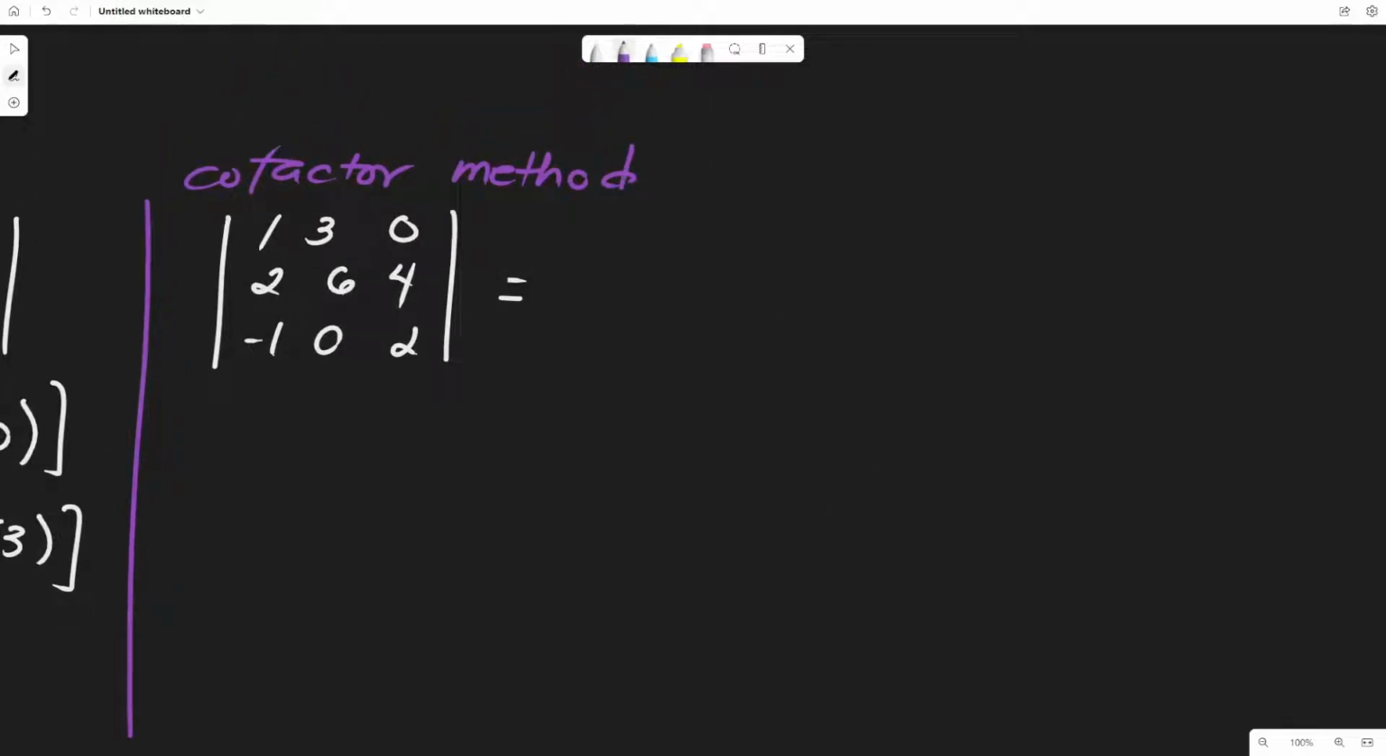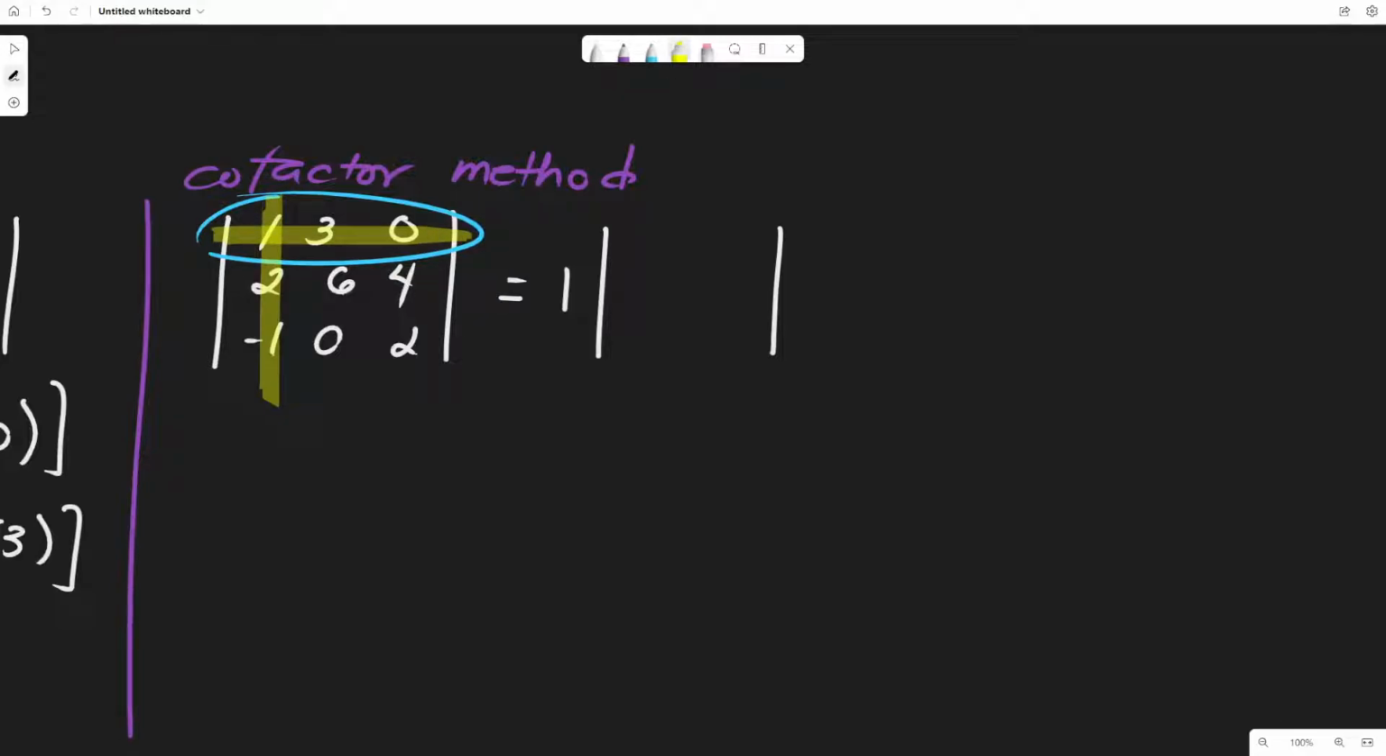Ayan. Using the cofactor method. So, lalagay mo lang, ito yung pipiliin mo, no? Yung first row, pipiliin mo siya. Then 1, multiplied to the cofactor, no? Ano ba yung cofactor? Yun yung hindi niya ka-row or ka-column, no?